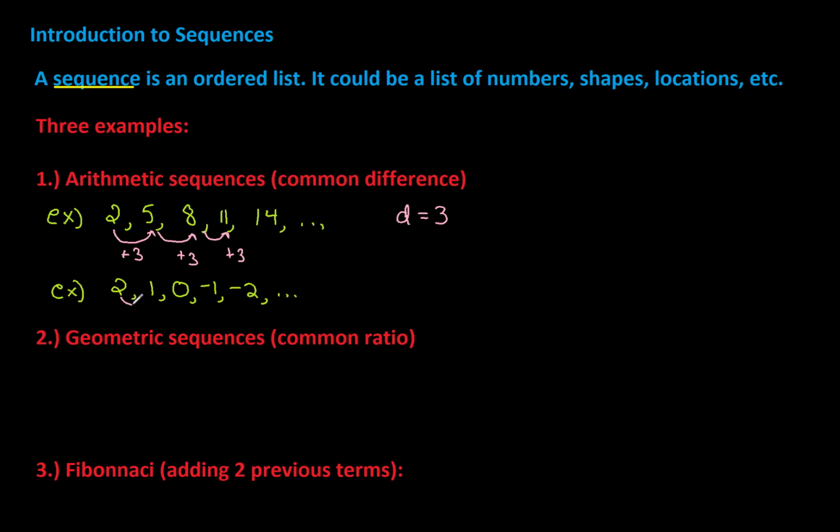And the answer here is I'm subtracting 1. Right? So the common difference between everybody is -1. If I subtracted 0 minus 1, I would get -1. So the common difference here is -1. All right, so anytime you have a sequence and there's a common difference between all the terms, that's what we refer to as an arithmetic sequence. Let's move on and talk a little bit about geometric sequences.